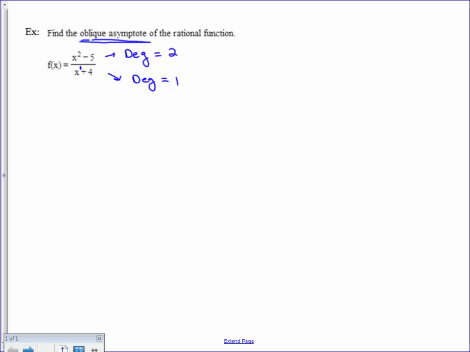Now, if that is the case, then to find my oblique asymptote, I need to long divide the numerator by the denominator. That means whatever is in the denominator would go on the outside of my division symbol, and whatever's in the top of my function goes in underneath my division symbol. Notice that we're missing powers in the numerator. So here this would be x squared plus 0x minus 5.